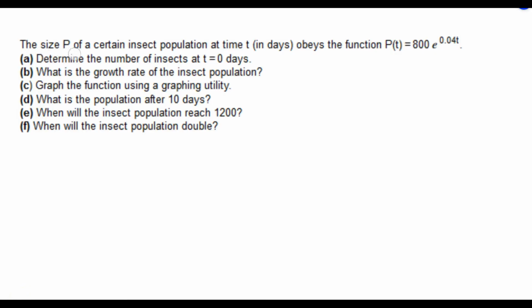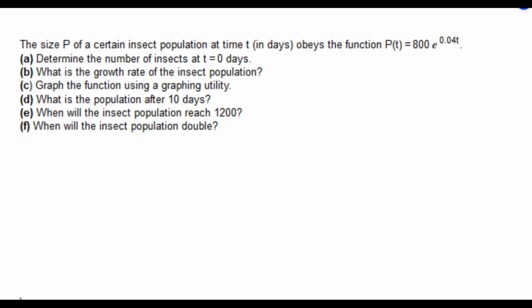The size p of a certain insect population at time t in days obeys the function p of t equals 800 e to the 0.04 t. In part A, we want to determine the number of insects at t equals 0 days.